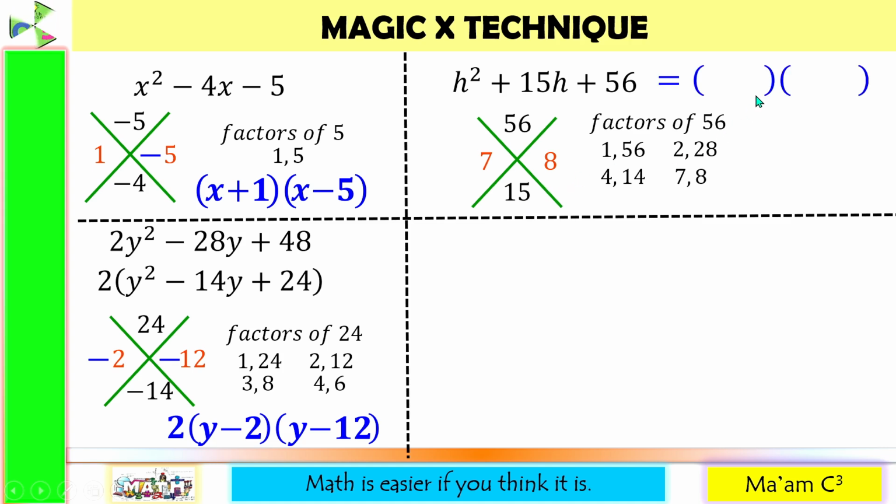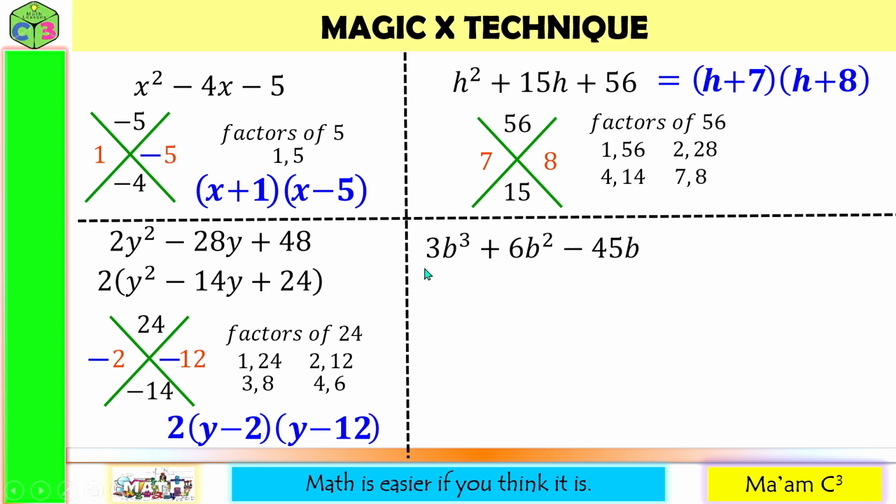Let us write the factors now. The square root of h squared is h, so another h here. For the remaining terms, this is positive 7, so plus 7. This is positive 8, so plus 8. Here are the factors of h squared plus 15h plus 56.